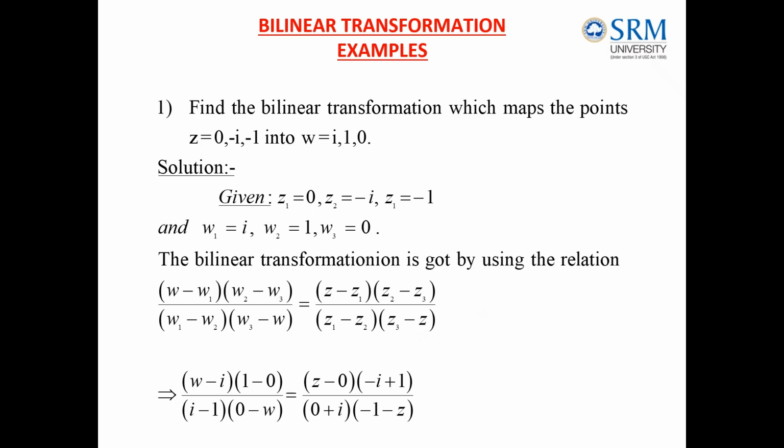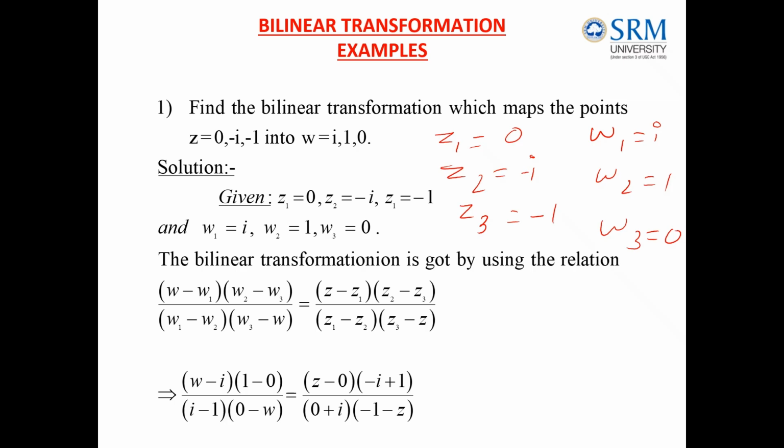So next we are going to see an example. Find the bilinear transformation which maps the 3 points 0, minus i, minus 1 onto the images i, 1 and 0. First we write the given points: Z1 is 0, Z2 is minus i and Z3 is minus 1. Similarly W1 is i, W2 is 1, W3 is 0. Then we apply the cross ratio property for 3 points to find the bilinear transformation.